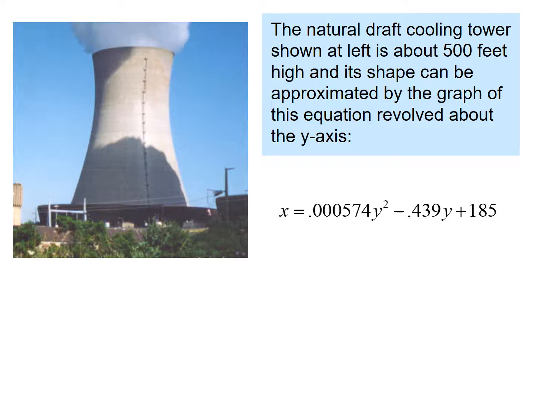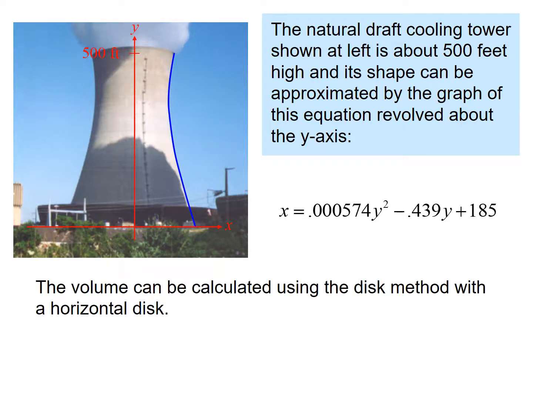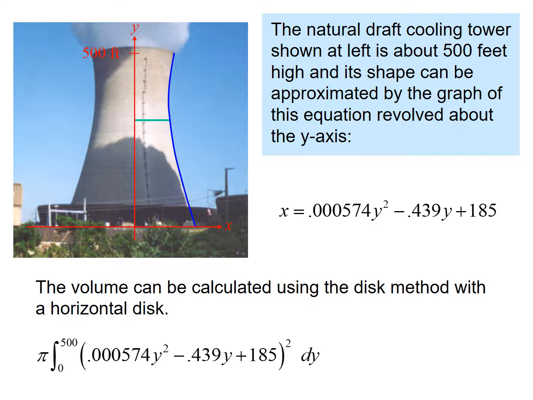If we look at this example here, we have this cooling tower. We know that the height of the tower is 500 feet, and the shape of the profile there can be given by this equation shown below. So if we want to find that volume, we would be revolving this around the y-axis from y equals 0 to y equals 500, and we could calculate the approximate volume of that cooling tower.